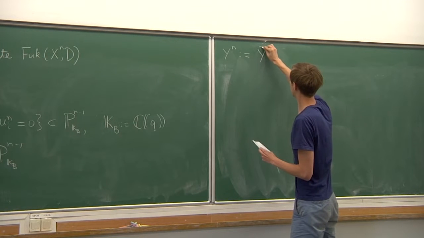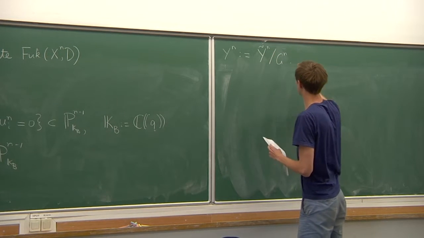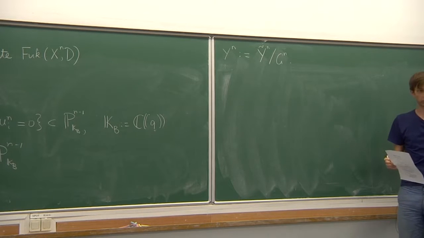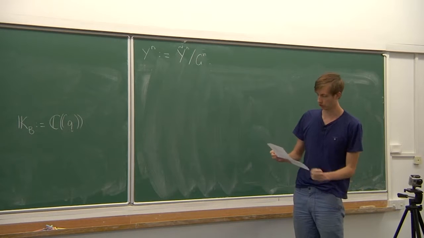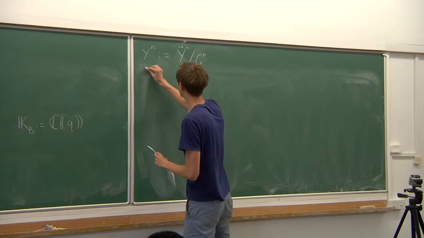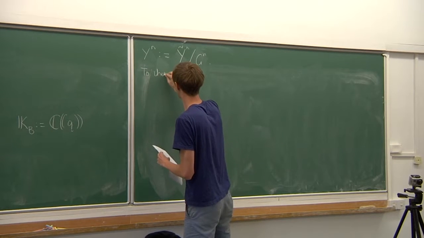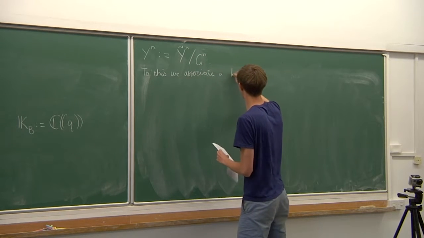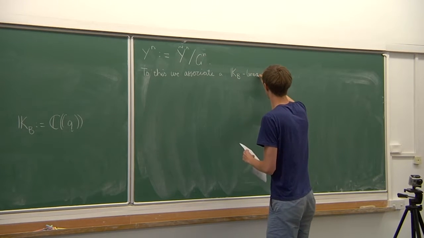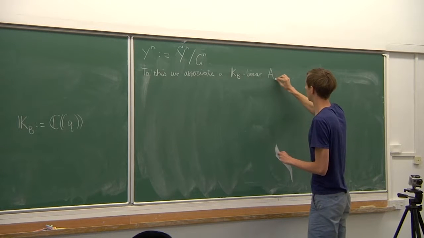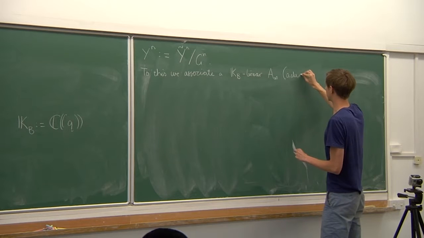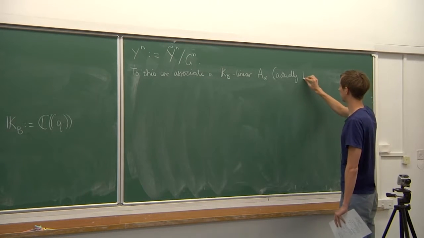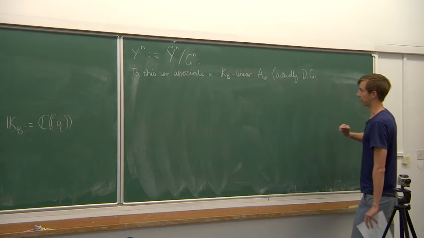So what we are going to consider is Y_n, which is the quotient of Y_n tilde by this group action G_n. So to this algebraic data, we associate an A infinity category. Actually, it's DG.